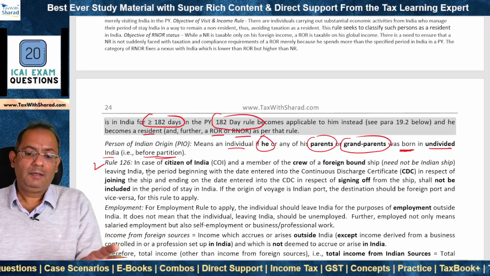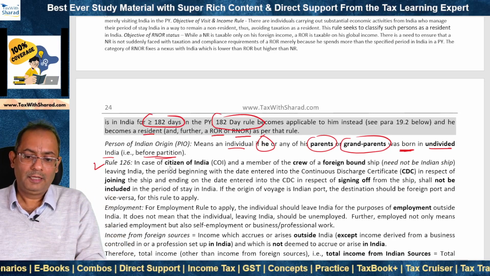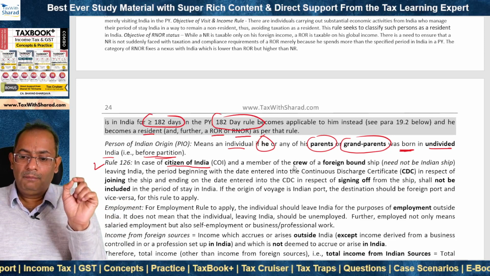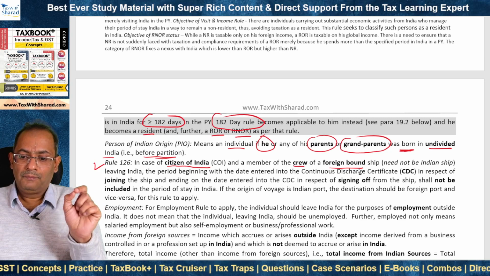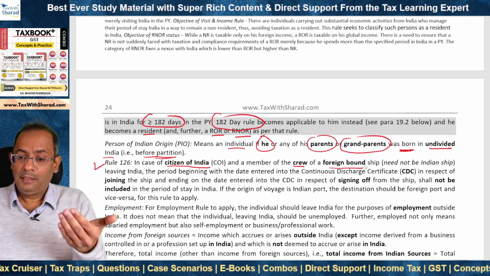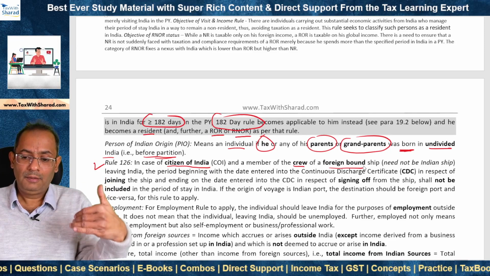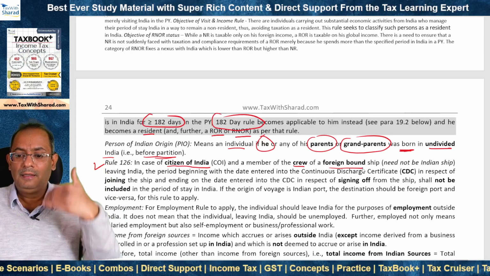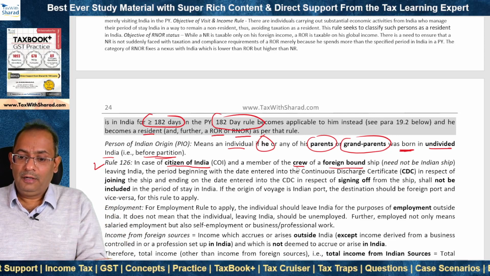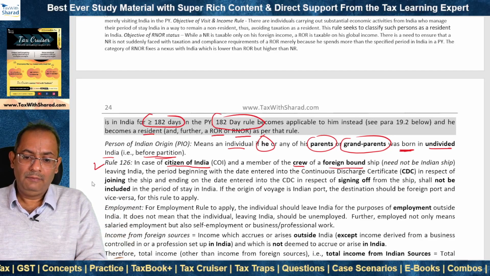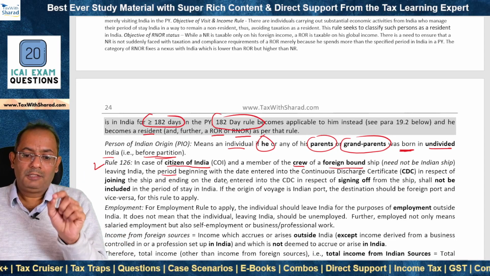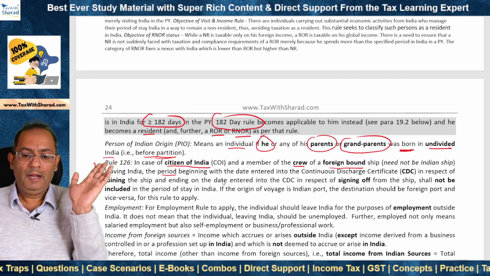However, there is an exception which is provided in Rule 126. Note the exception. In case of a citizen of India and a member of the crew of a foreign bound ship, it need not necessarily be an Indian ship. It can be a foreign ship, it can be an Indian ship, but it is a foreign bound ship. That means the origin of the voyage is in India and the destination is in a foreign country. So if a citizen of India is a member of the crew of a foreign bound ship leaving India, then the period which is specified in Rule 126 is not included while determining the stay in India.